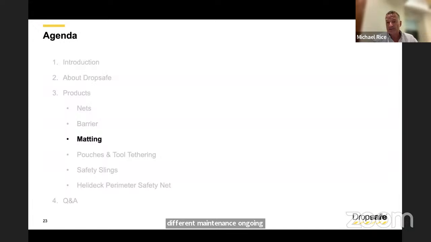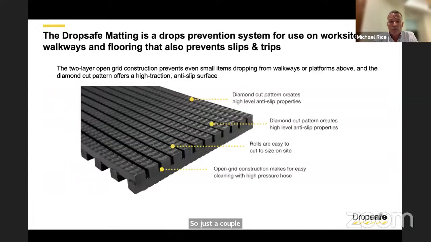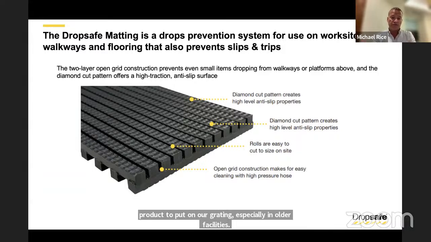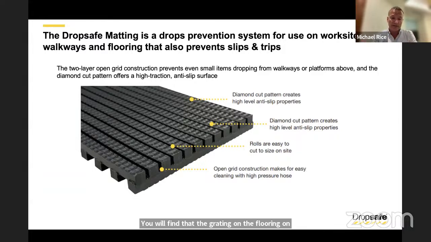So just a couple more products to take you through. What we found was when we developed the barrier system, we then had customers saying, well, we need some type of product to put on our grating, especially in older facilities. You will find that the grating on the flooring on elevated walkways is quite a large aperture. You often have gaps, especially around things like pipe penetrations, where there is a high risk of objects falling through those gaps in the grating, or even gaps between the grating and say, pipework.